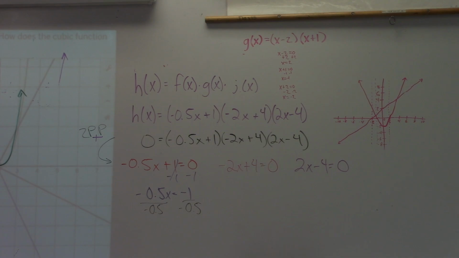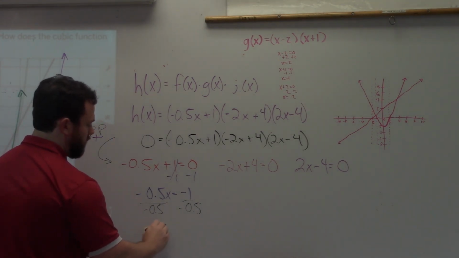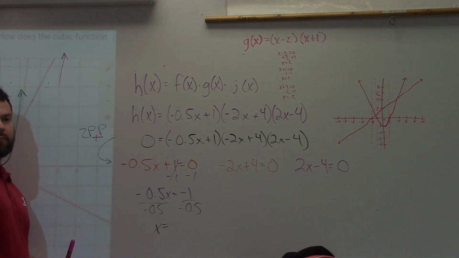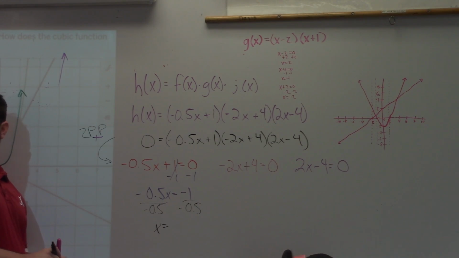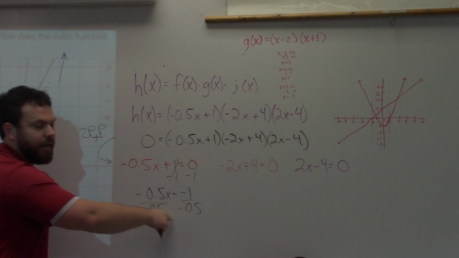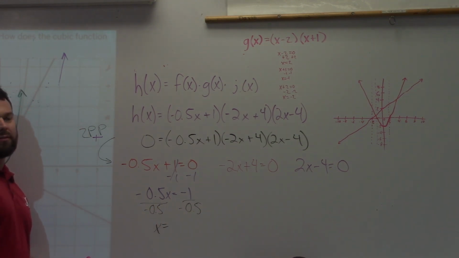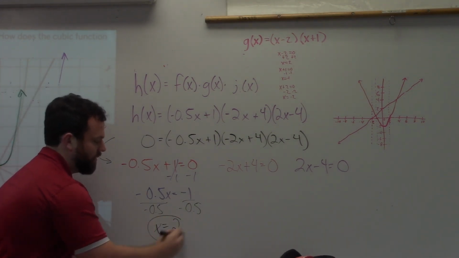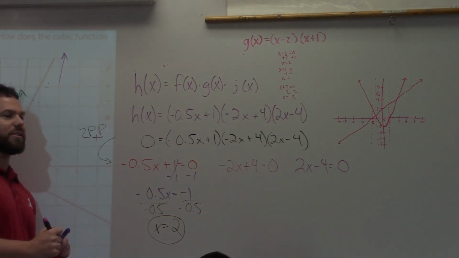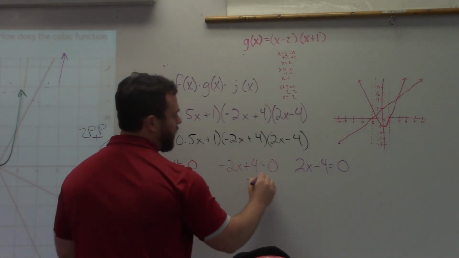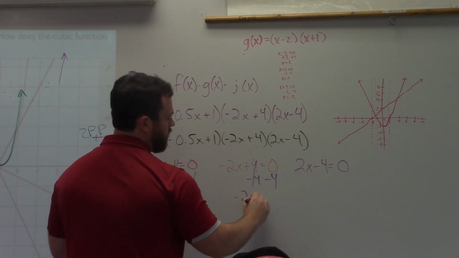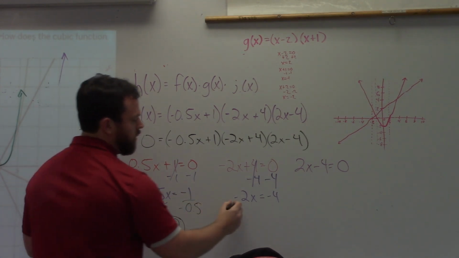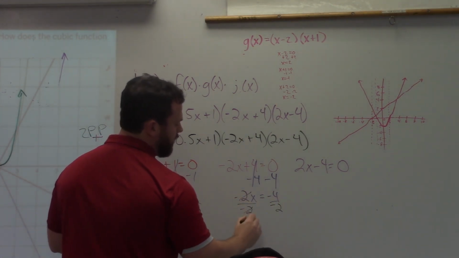Negative 1 divided by negative 0.5. It's not 0.5. It's 2. It is 2. Negative 4 divided by negative 2 is 2.